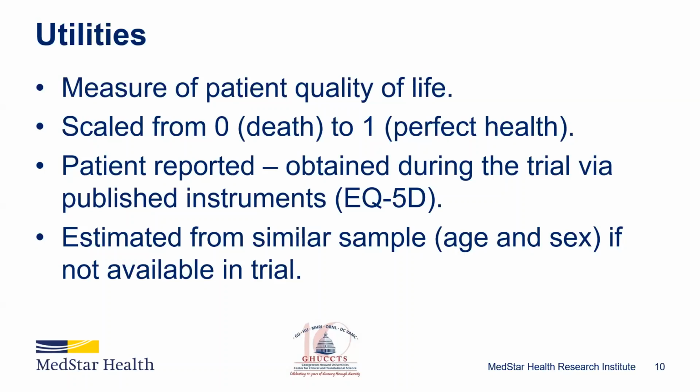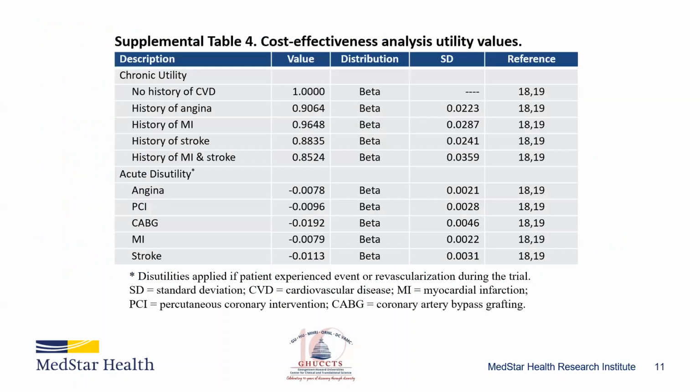If you have a study where you don't have this information, it's not patient reported, then what we do is we estimate it from published literature where the sample would be similar to what we're doing, and usually by similar, we mean just similar in age and sex. If we don't have that data from individual patients in a trial, then we can estimate it from other sources. But of course, just like cost, we have to tell our readers where this is coming from. So there's always a reference, as we have here, for utilities.